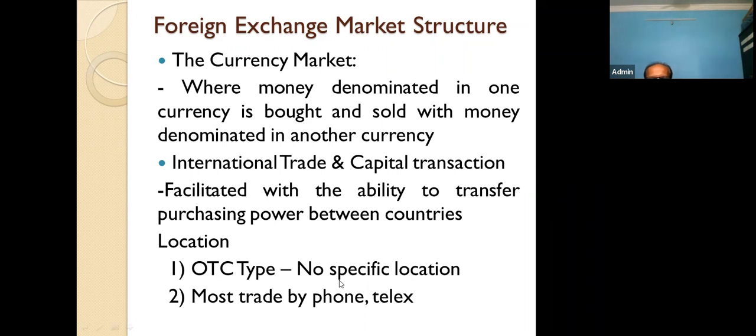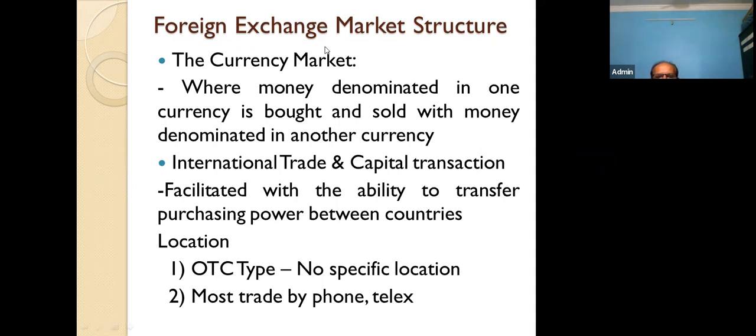Earlier, telephone lines were used. Now, telephone plus electronic devices, like laptop and computer, through the internet, the transactions are taking place. So there is no specific location. That is why most trade by phone and telex, that is fax. Nowadays, fax is also outdated. So by phone and through email, the transactions are taking place.